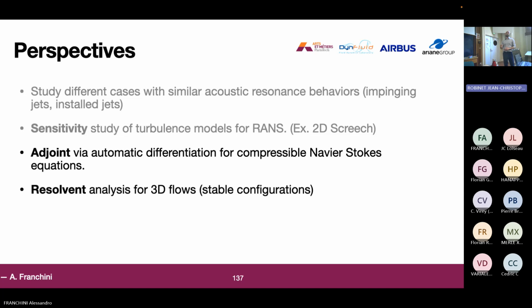As another perspective, with automatic differentiation we could use the adjoint in order to calculate the linearized adjoint equation of the compressible Navier-Stokes equations with turbulence model. And with that, since we found many stable configurations, we could do resolvent analysis in order to study why these modes are stable, if they really are, or if it's just a problem of the turbulence modeling not being able to correctly capture the growth rate of the instability.